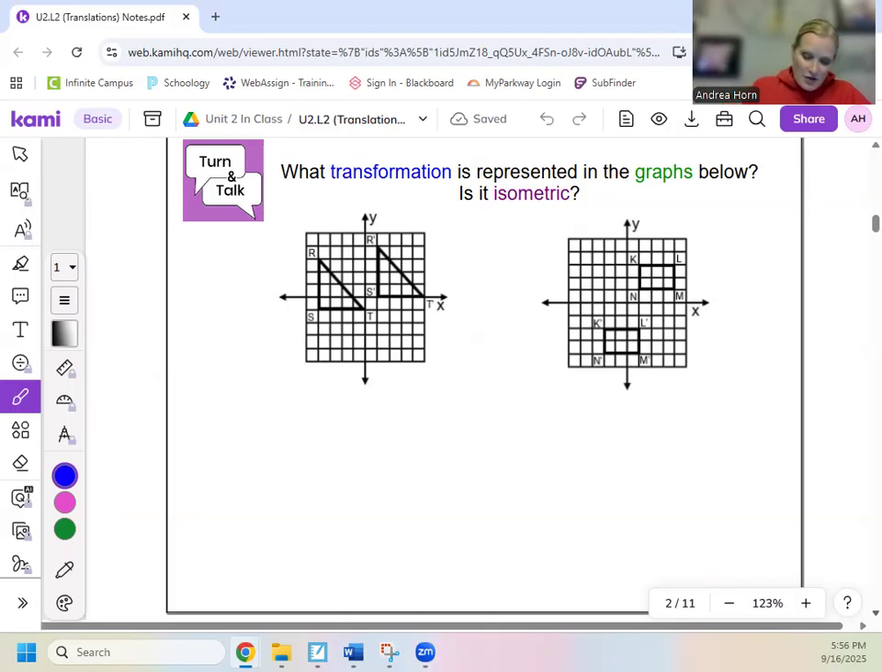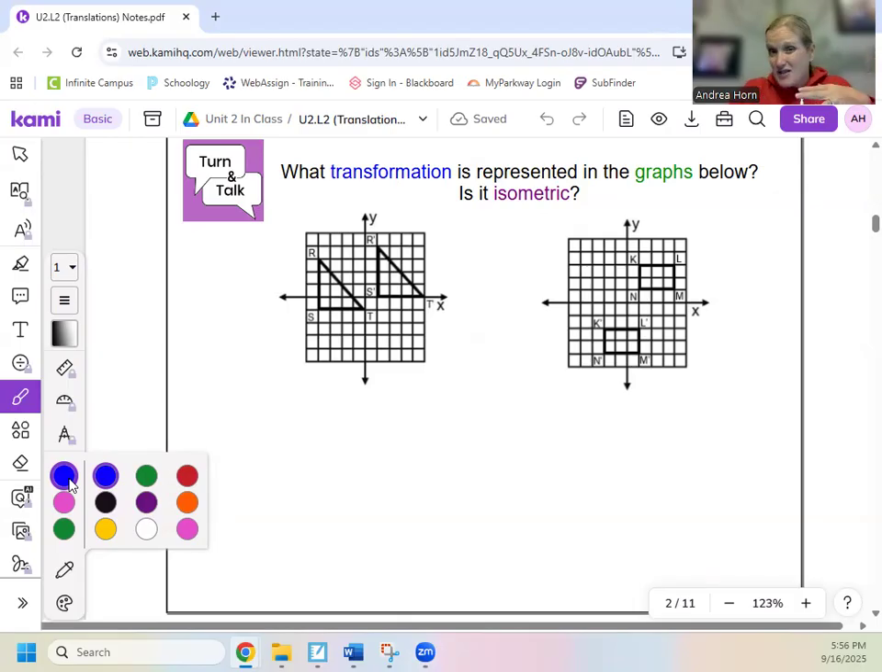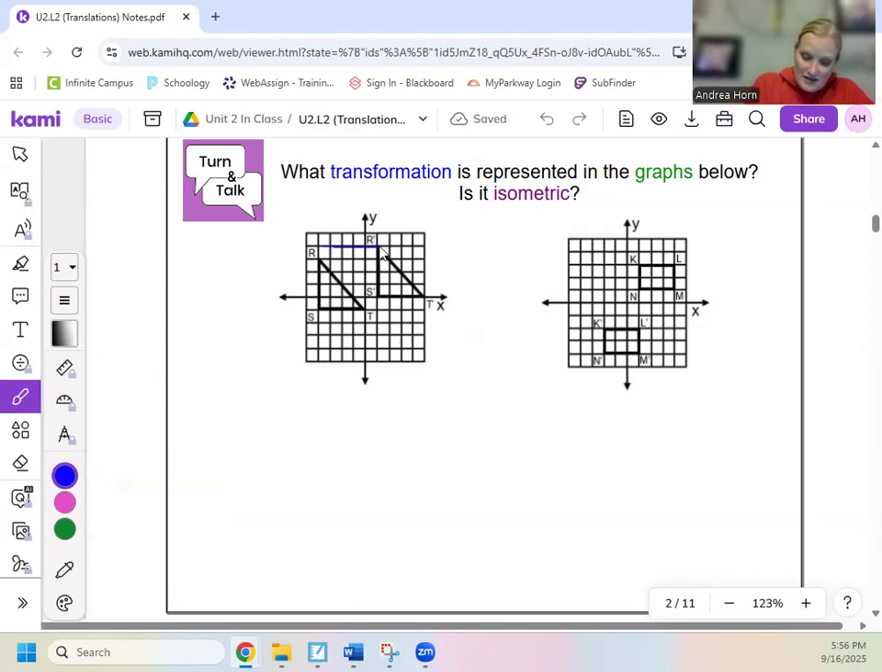Okay, hopefully you said translation, right? Because I didn't change my orientation at all. I didn't change my size, right? So I know it's not a dilation. I didn't change my orientation, so I know it's not a rotation, and I know it's not a reflection because I didn't change my orientation either. But I did slide it, right? I slid this one over and down. I went the wrong direction there, right?